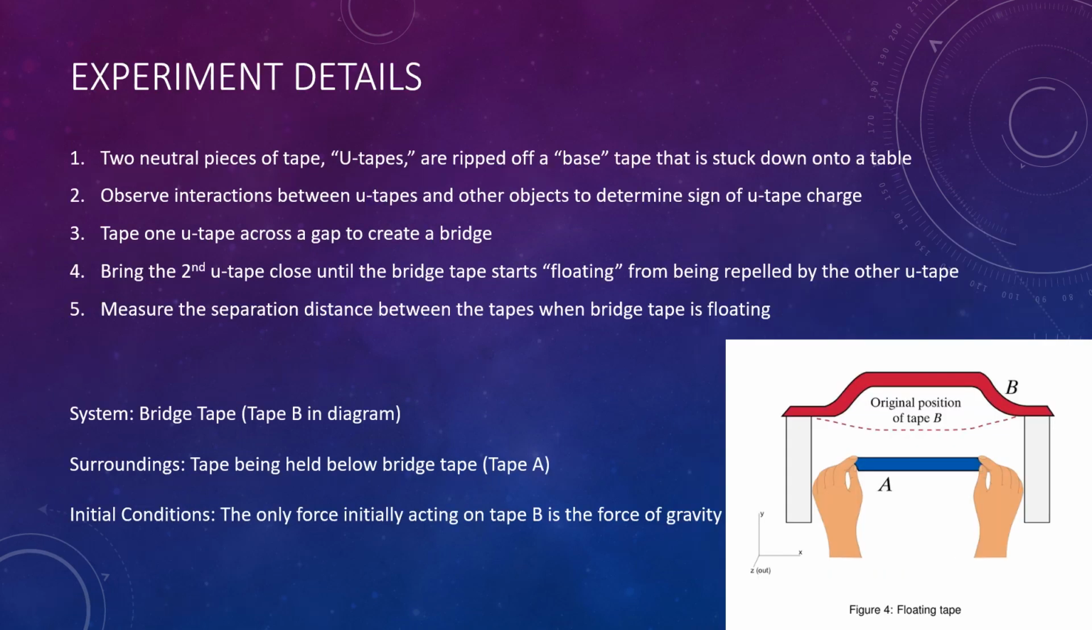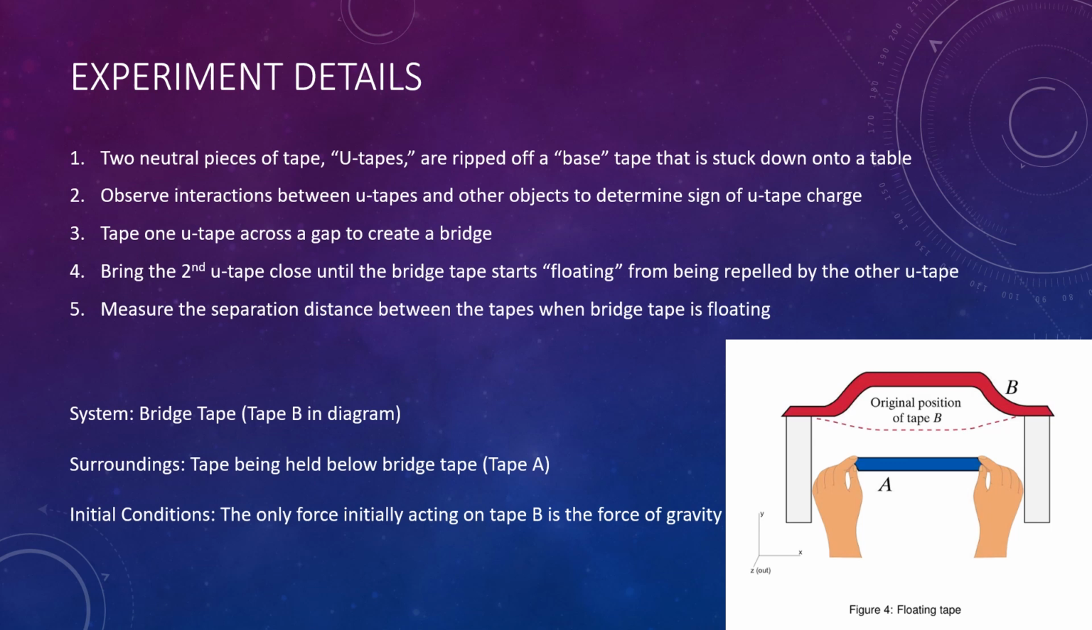For experiment details, first I will get two neutral pieces of tape, also called U-tapes, and rip them off of a base tape that is stuck down onto a table, and this will charge the tapes. Then I will observe interactions between the U-tapes and other objects to determine the sign of the U-tape charge, and then tape one U-tape across the gap to create a bridge, as shown in the diagram right here.